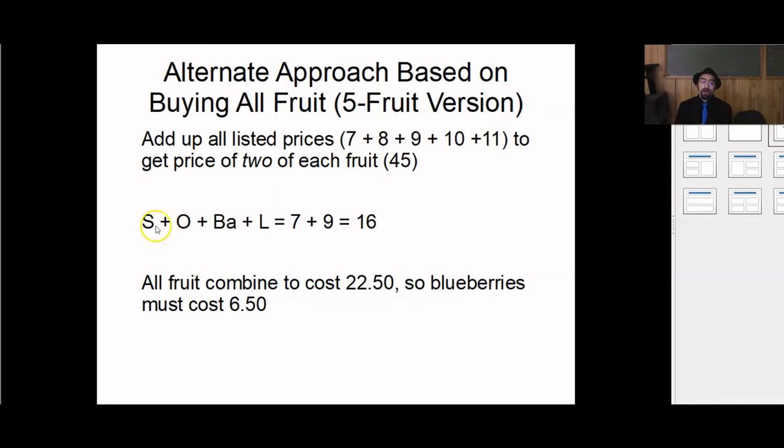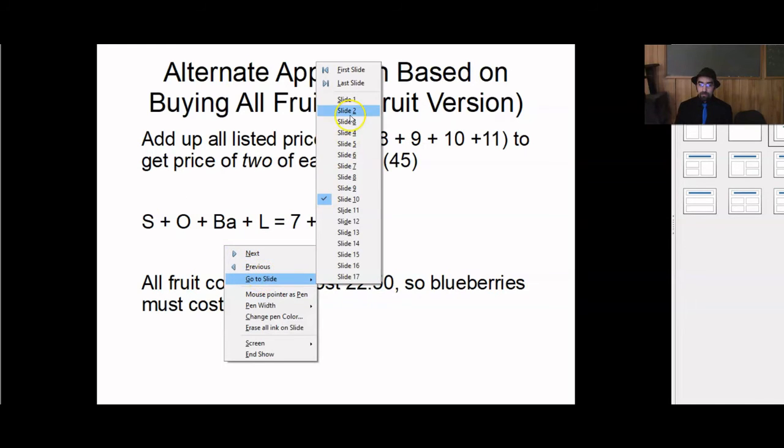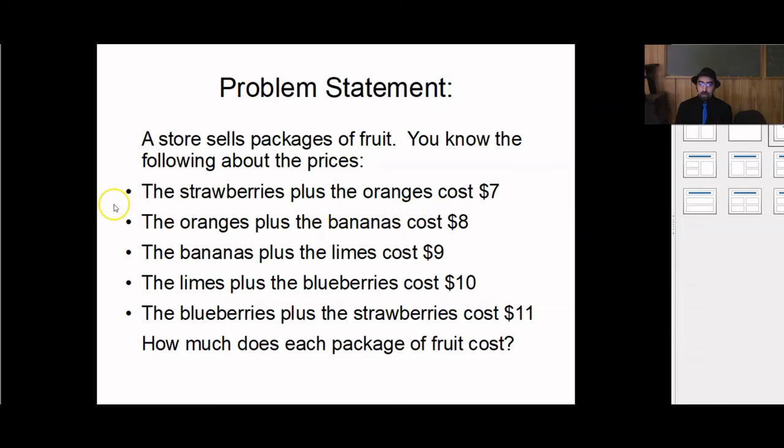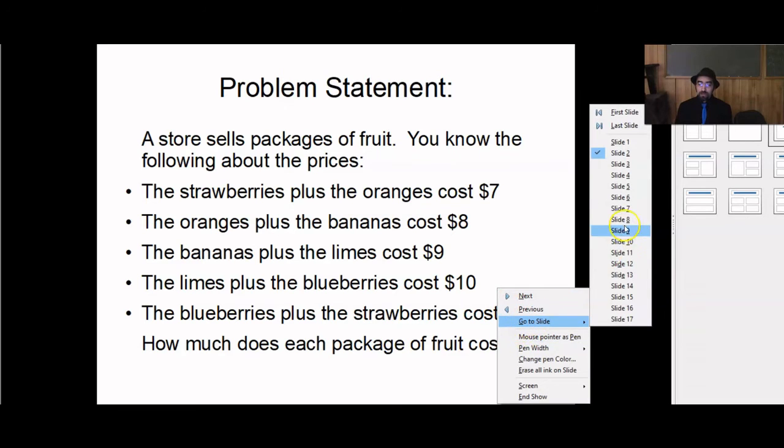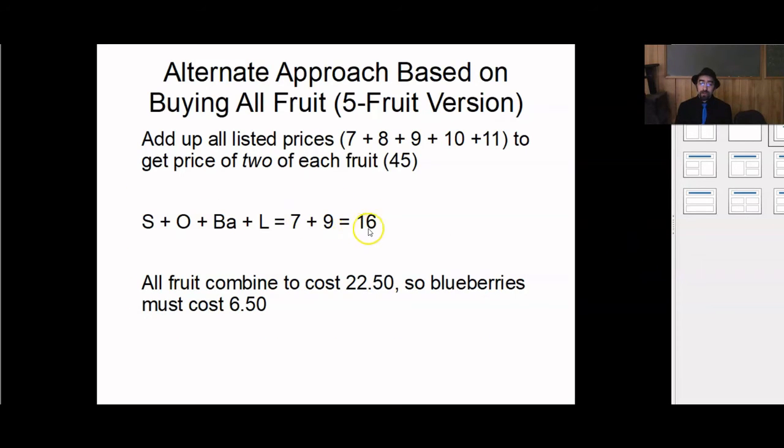Meanwhile, if we add up the first and third equations, so strawberries and oranges cost 7, bananas and limes cost 9. Together those cost 16. Well, if 2 of each fruit cost 45, and 1 of each of the first 4 fruits cost 16, so 2 of each fruit costs 45, that means 1 of each fruit costs $22.50. We subtract off these 16 from the first 4 fruits to get that the blueberries, the ones left over, have to cost $6.50. Right?